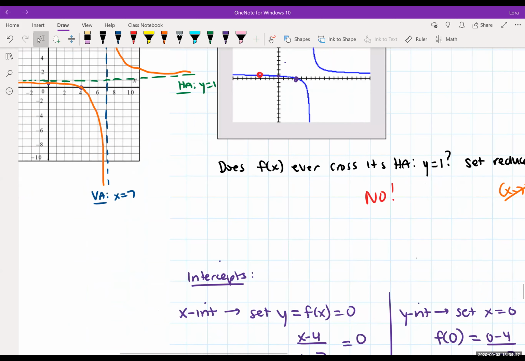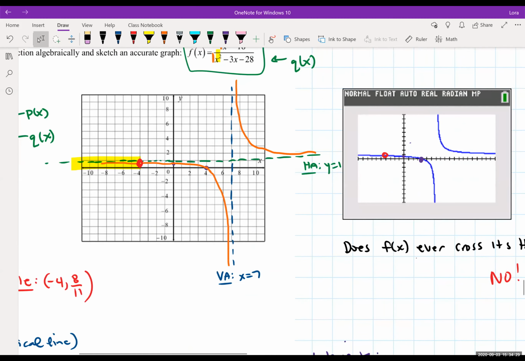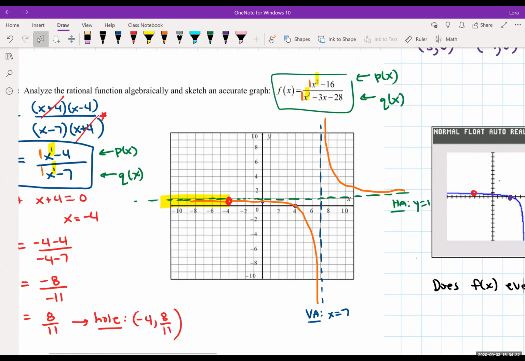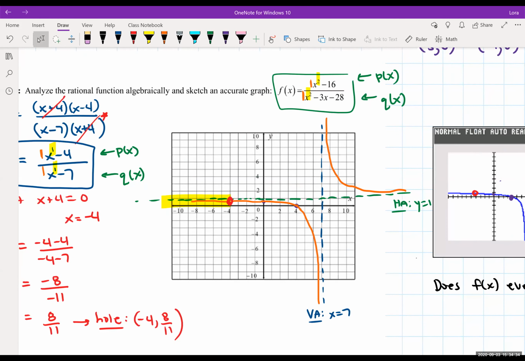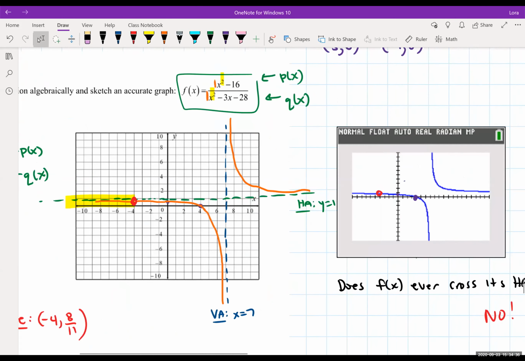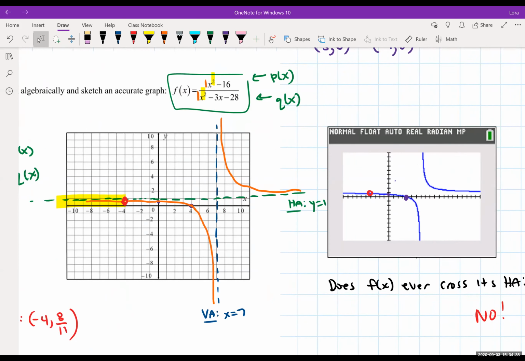So hopefully all of these items will help you graph an accurate graph. And of course, we're going to use our TI in this course to help us further have some accuracy. It helps out a lot. I'll see you in the next example.